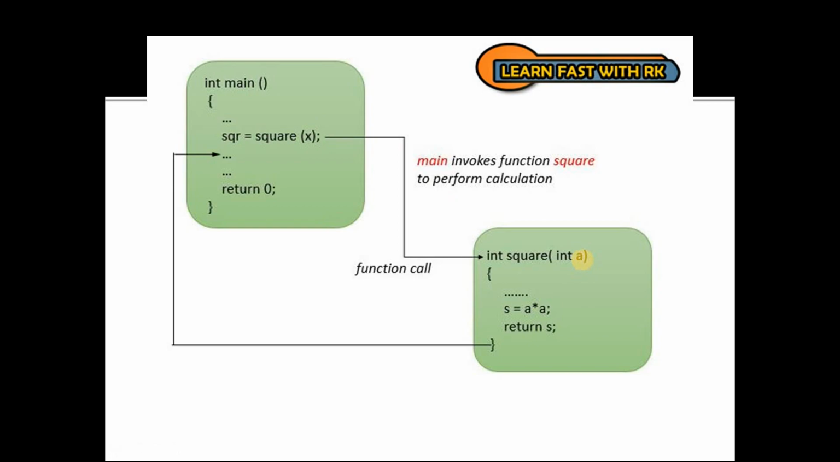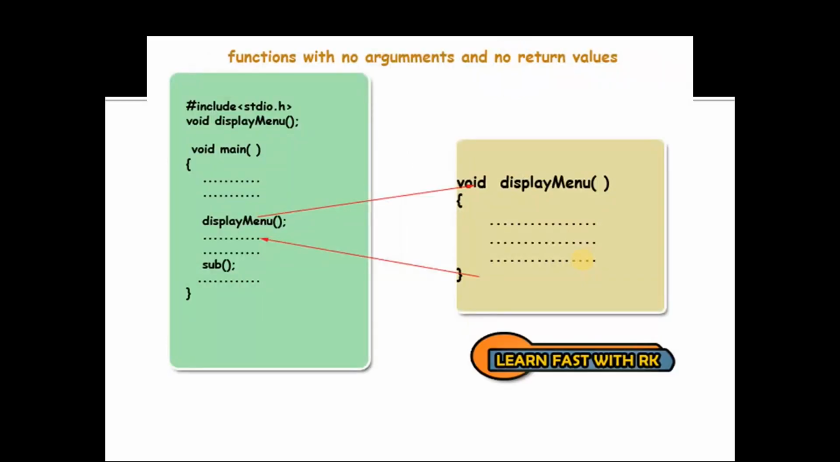Now let us see how the no arguments and no return value type of function works. Here the display menu is a no argument and no return type function. Usually, an autonomous and independent set of statements which does not have any dependency on other parts of the program can be written in functions with no arguments and no return type.